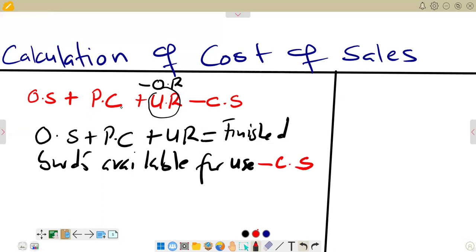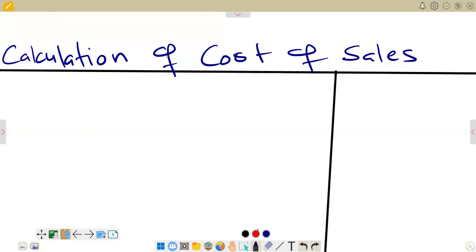If you say opening stock plus the production cost, and then you add your under recovery, you are supposed to get your finished goods available for use. After getting finished goods available for use, you subtract your closing stock. So this is what we have. We are just going to substitute those figures into this statement. The figure that we are going to start with for the year is opening stock. Opening stock of finished goods.